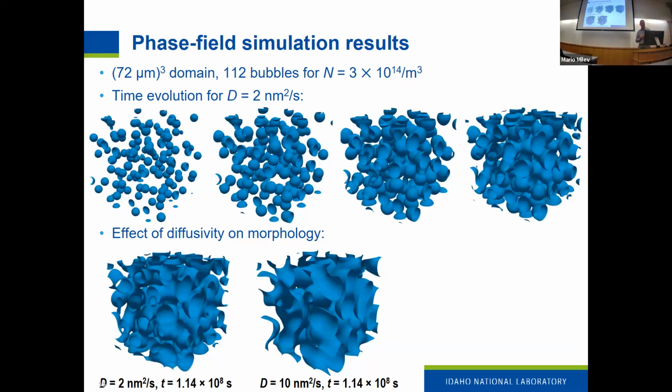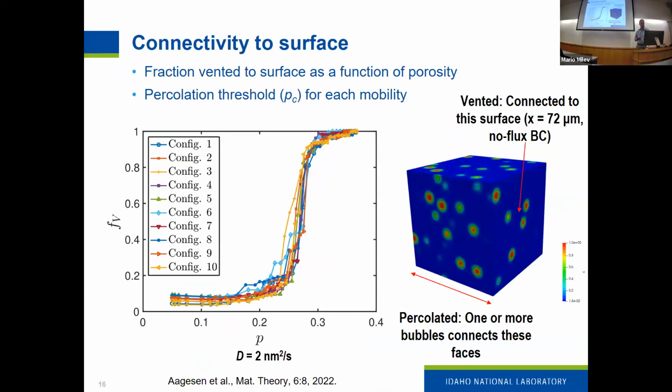As I said before, we looked at the effect of diffusivity parametrically. One thing that you see from that is that if you increase the diffusivity by a factor of 5, the size scale of the microstructure actually changes quite noticeably. The microstructure becomes coarser, and that's due to the effect of the surface energy. The system wants to reduce its surface energy, and it can do so more quickly when it has a higher diffusivity. That's one thing that we wanted to understand the effect of on fuel performance, which I'll come back to briefly.